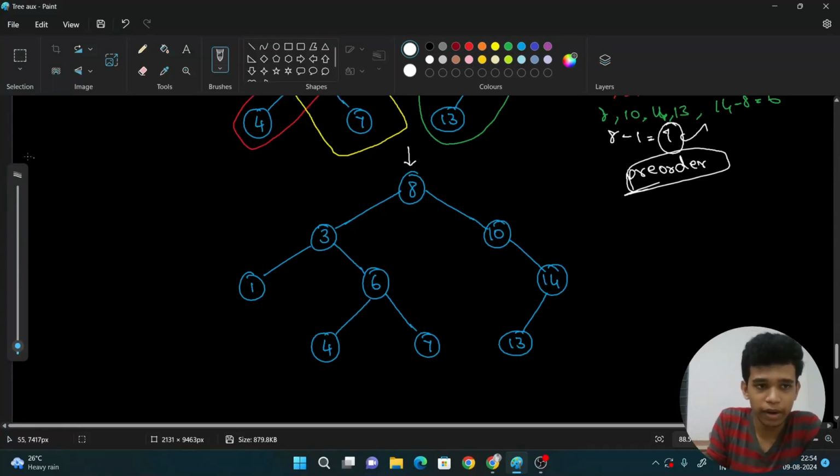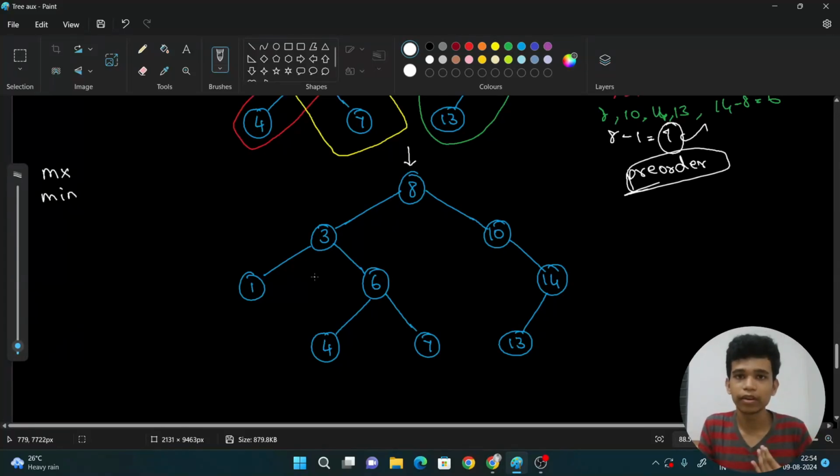I will maintain a maximum and a minimum each and every time. Here, what's the maximum? Let me take the maximum as mx and the minimum as mn. The maximum is 8 and the minimum is also 8. Okay, I am going to this 3 here.